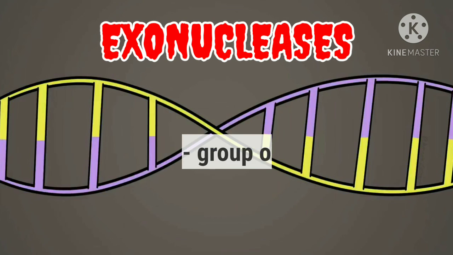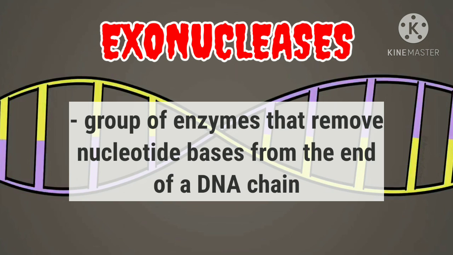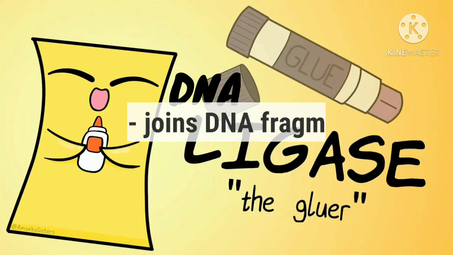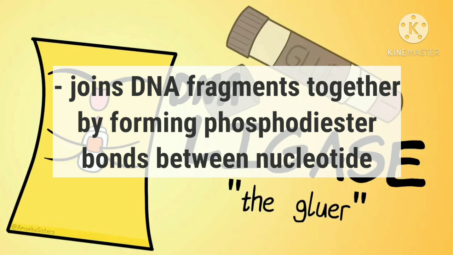Exonucleases, a group of enzymes that remove nucleotide bases from the end of a DNA chain. DNA ligase joins DNA fragments together by forming phosphodiester bonds between nucleotides.